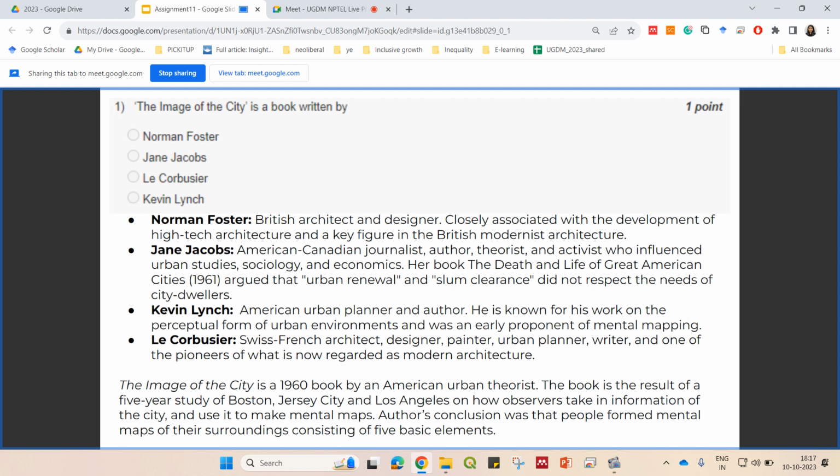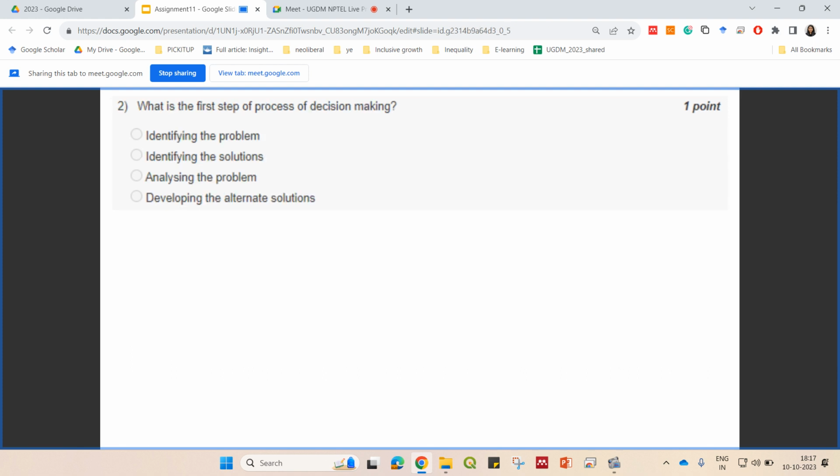You might have studied or learned about this book in your lectures also, and I think it is very clear now which author we are talking about. If not, you can search about the individual authors or the book, and we can very easily find who the author is. Okay. So the next question.